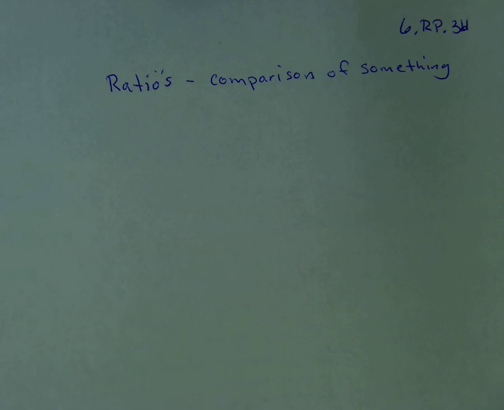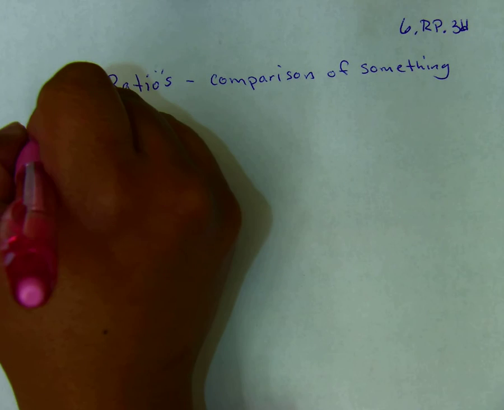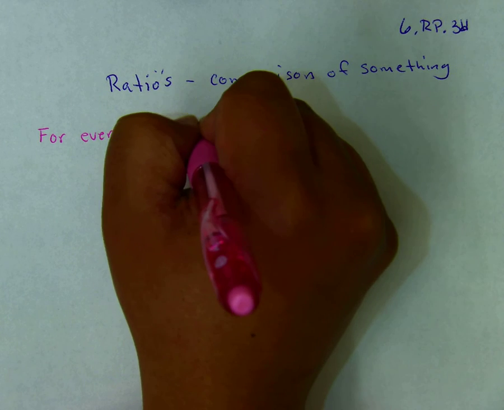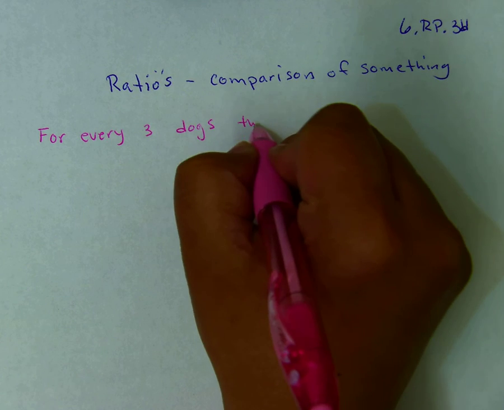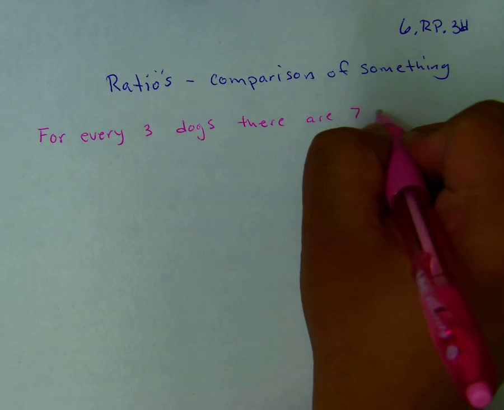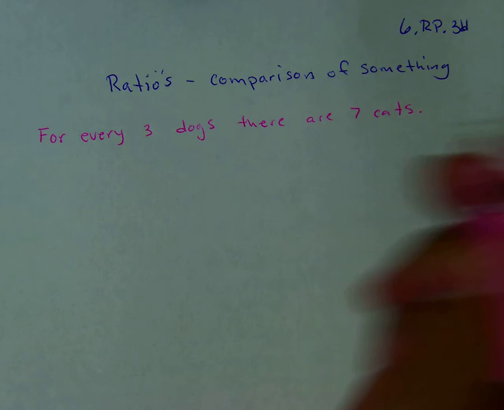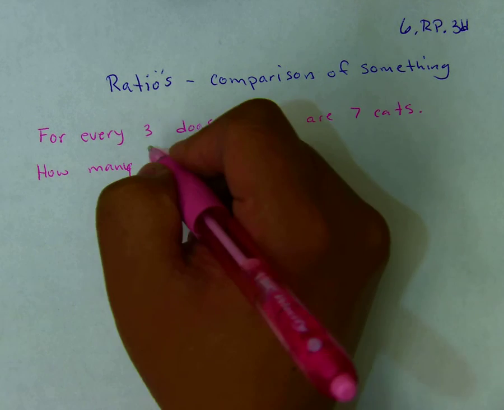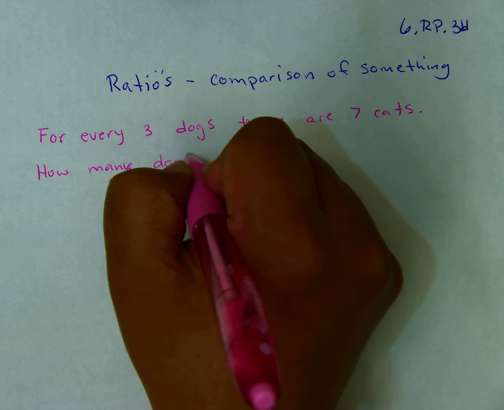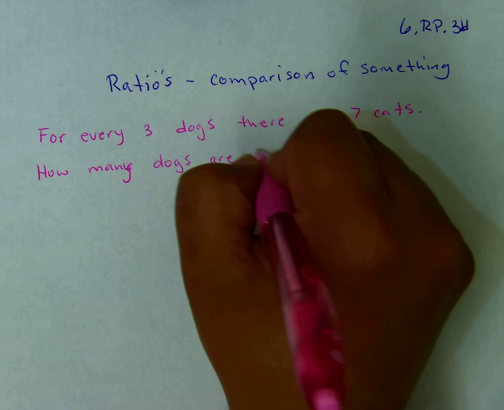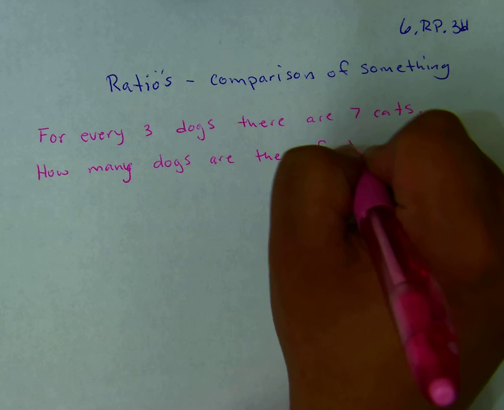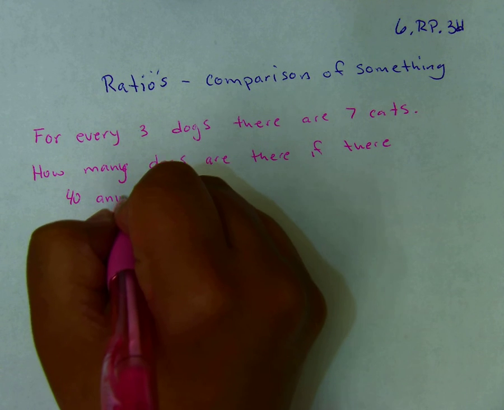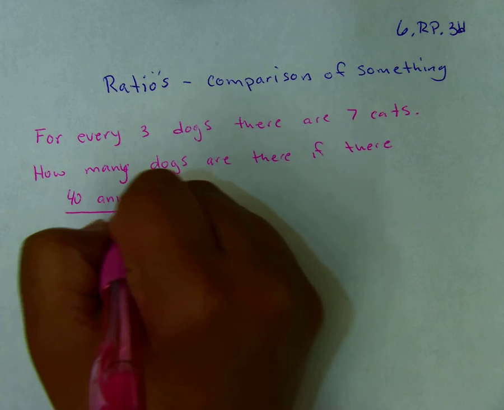Okay, so let's go with the sample question of, for every 3 dogs, there are 7 cats. Okay, how many dogs are there if there are 40 animals? Okay, so I know that I need to reach my 40 animals.